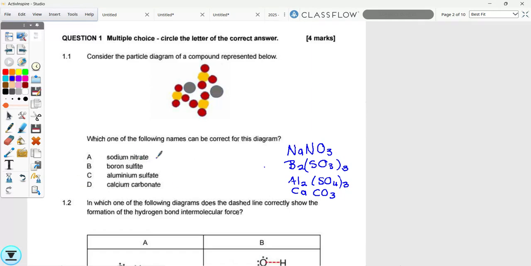I don't want to spend too much time on this because it is Form 2 work. Once you've written it, now we can look. Okay, they say you can see that you have 2 of those molecules, 2 of those things, and then you've got 3 of those things.